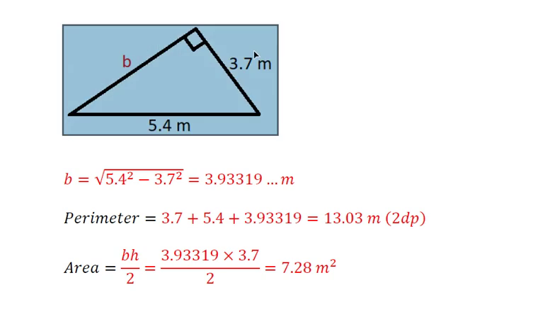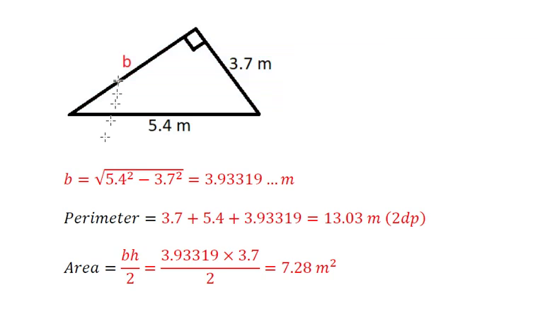In order to work out what B is there, you simply put into your calculator the square root of, and then you've got the other two sides and you've got to square them. So 5.4, start with the longest side, because if you had short minus long, that will give you a negative number, and you cannot take a square root of a negative number.